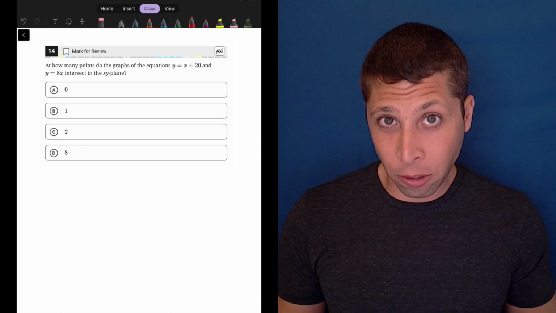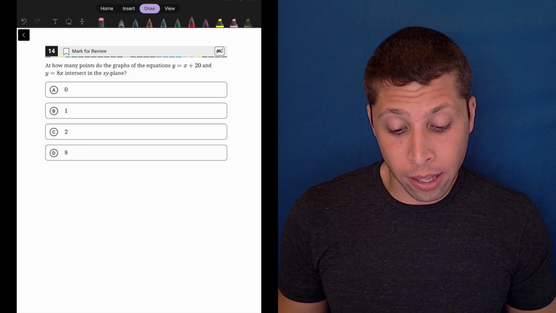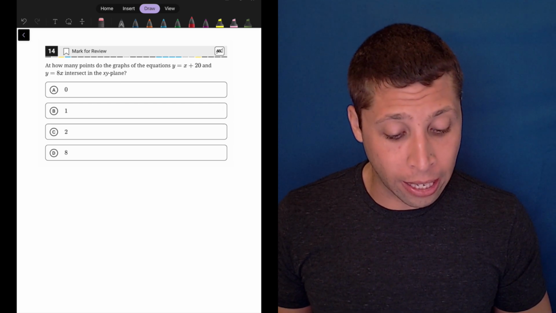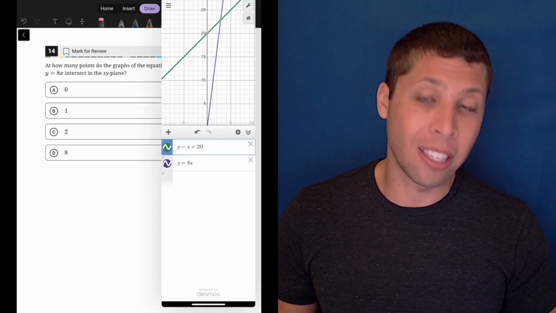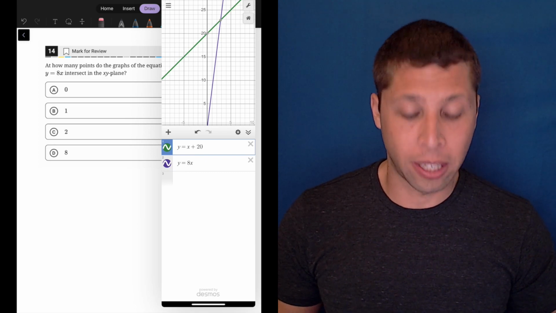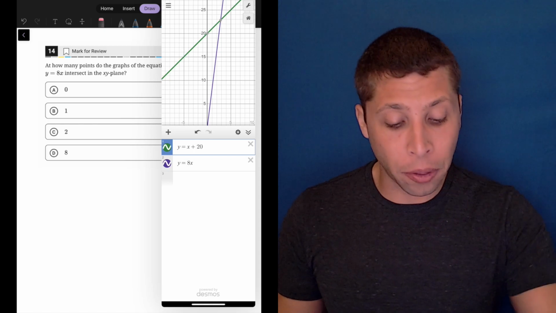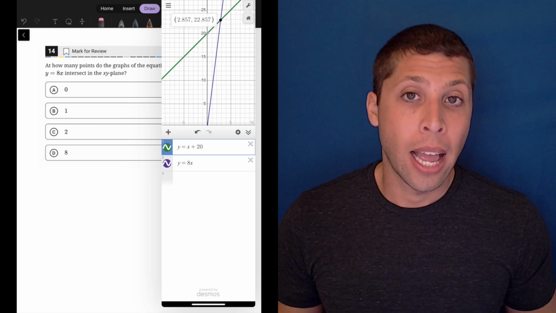There are two ways to solve this question. One is, since they're talking about graphs in the xy plane, just graph these things in the xy plane. And if we do that with Desmos, we're going to see that we have two lines. Y equals x plus 20 is a line, y equals 8x is a line. And you got to scroll around a little bit, but they're going to intersect at one spot and only one spot.